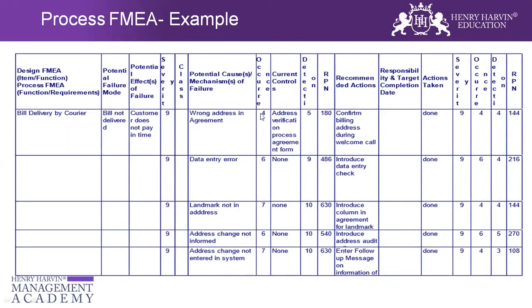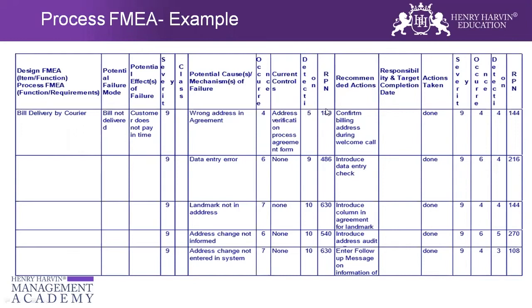Occurrence: how many times can it happen that there will be a wrong address? I'd say 4 times. Okay. Do I have a current control for it? Yes, address verification on the agreement form. Detection: will I be able to detect when the address is wrong? It says 5. So the RPN is calculated: 9 multiplied by 4, 36. 36 multiplied by 5, 180.